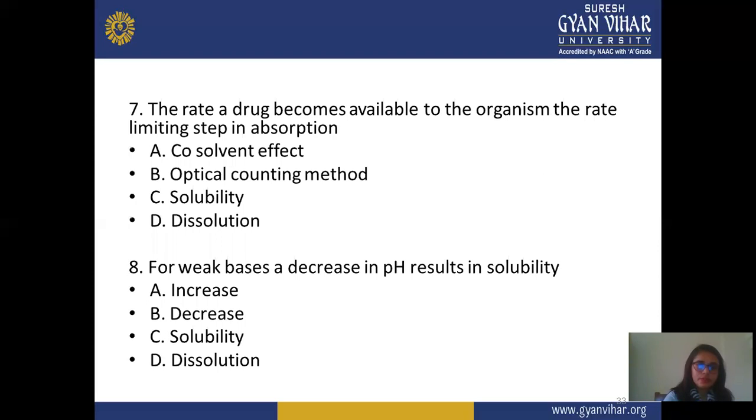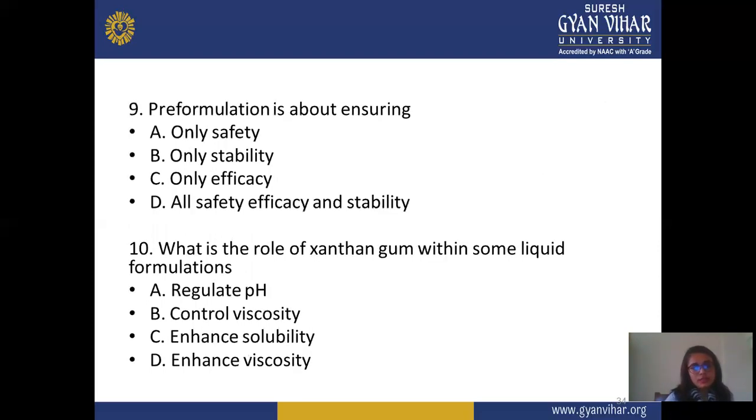And eighth question: for a weak base, increasing pH results in solubility. A option is increase, B option is decrease, C option means solubility does not change, and D is dissolution rate. This is all about weak bases, and you select which one is appropriate out of the ABCD options. Next, ninth question: pre-formulation is about assuring only safety, only stability, only efficacy, or all of safety, efficacy, and stability. So in this, you should know what pre-formulation is and which assurances it gives. According to this, you select any one option.